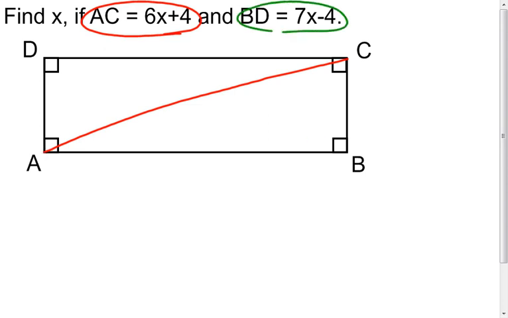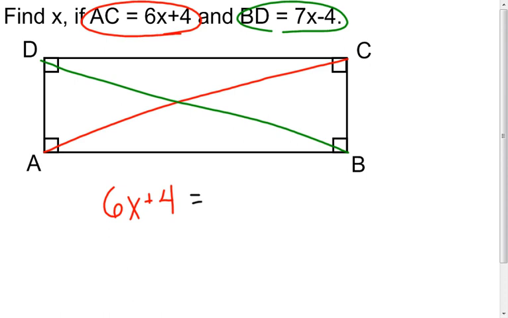which is not in there, but I'm going to draw it in so we can see it, is 7x minus 4. Well, think back to our properties of a rectangle. We know that the diagonals are congruent, which is going to tell us that the lengths of those two diagonals are going to have to be equal.